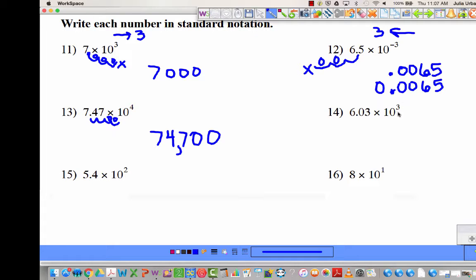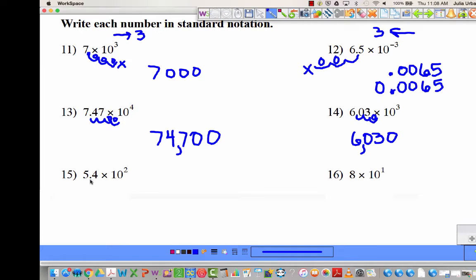Number 14. 3 places to the right. Positive 3. So you start at your dot, and you go 1, 2, 3. So how many zeros does it go? 1 more 0. 6, 0, 3, 0. And usually you put a comma. If it's only in the thousands place, you don't have to, but above a thousands place, you do. These all happen to be positives. You will have negatives as well.